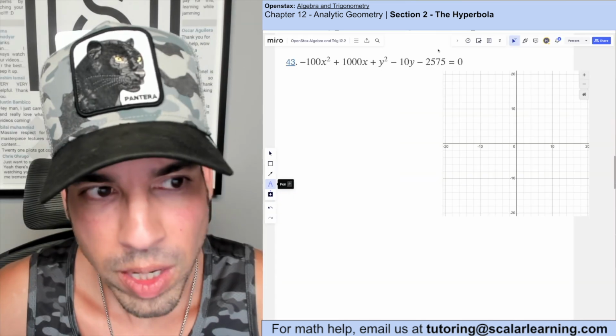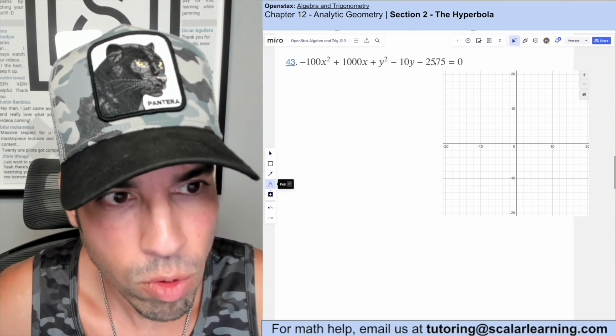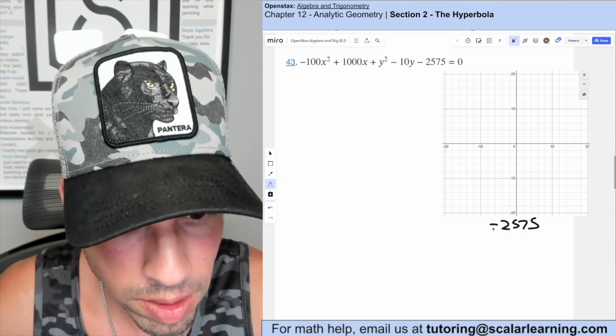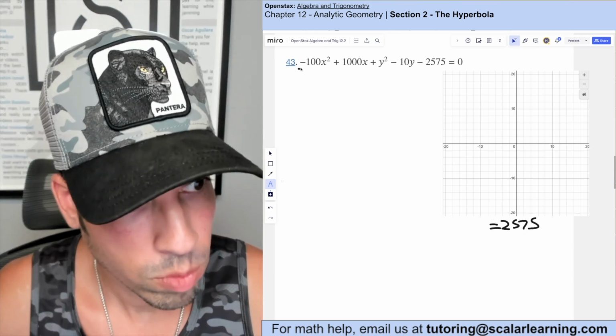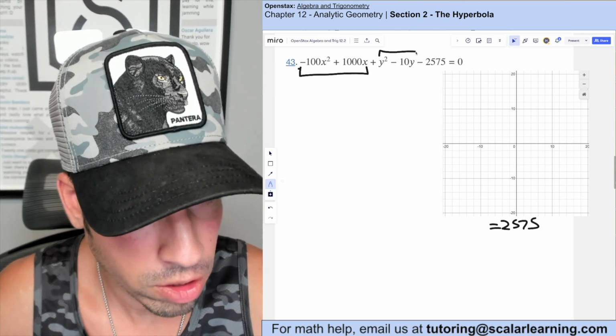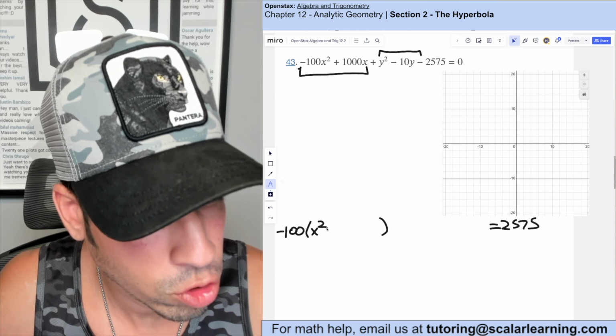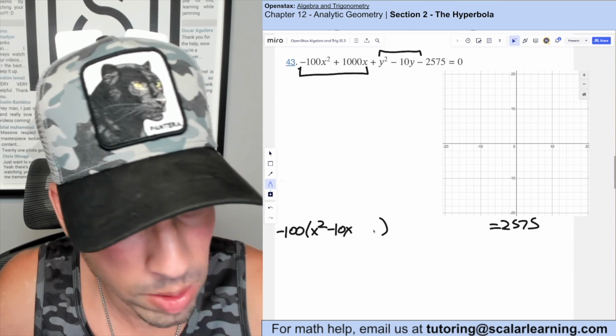Done. For this one, we have to start by getting this into the nice standard form. So first I'm going to add that constant to the other side, 2575, and I'm going to set this equal to this, factoring out that leading coefficient here and here. So for the x's, I can factor out negative 100, and then I get x squared minus 10x, and then we're going to leave room there.